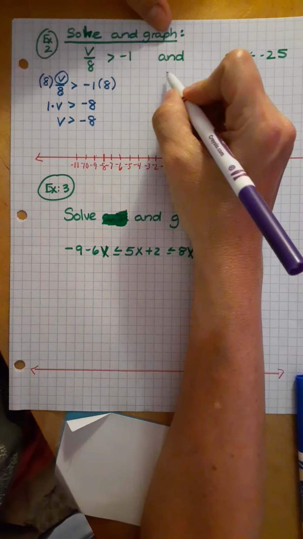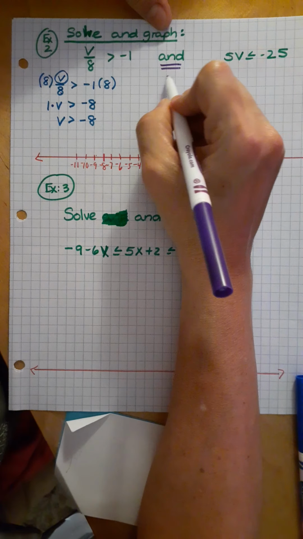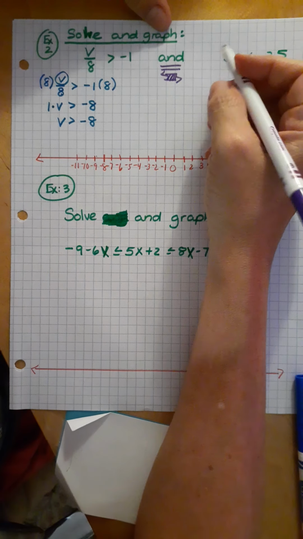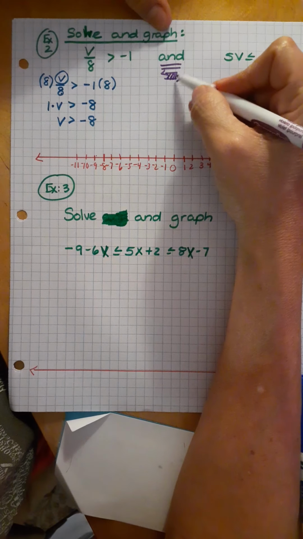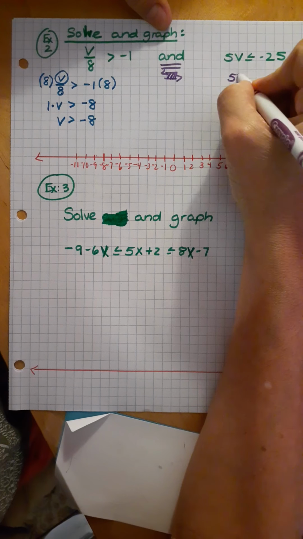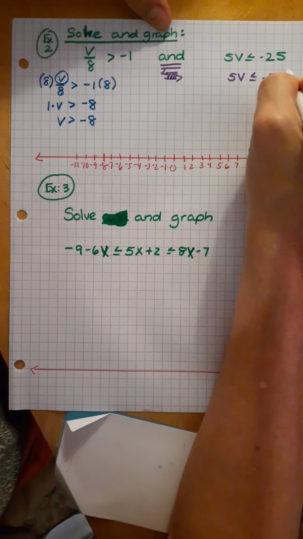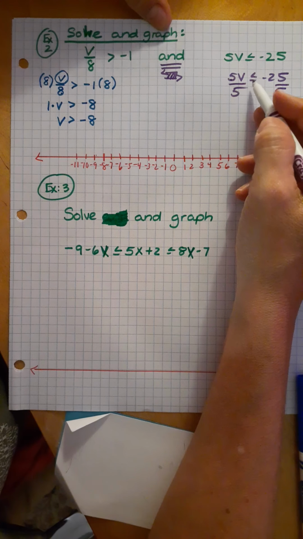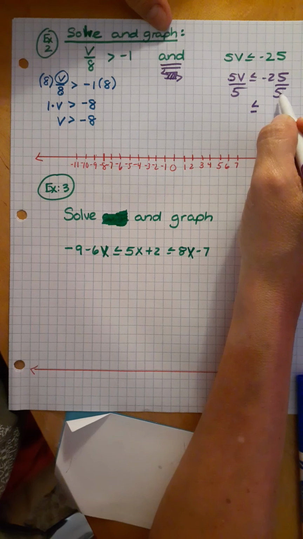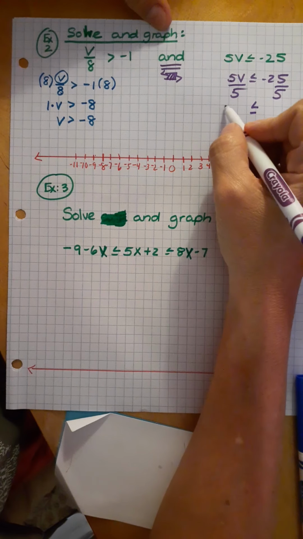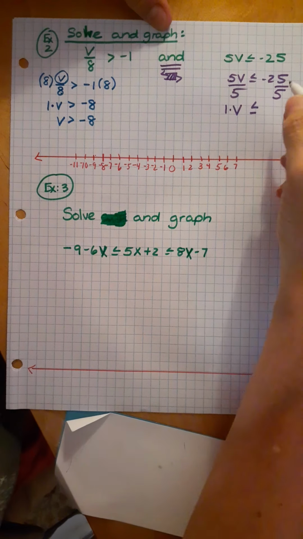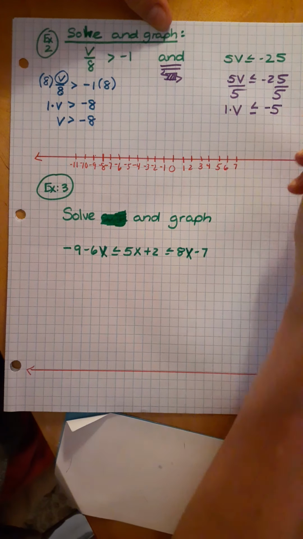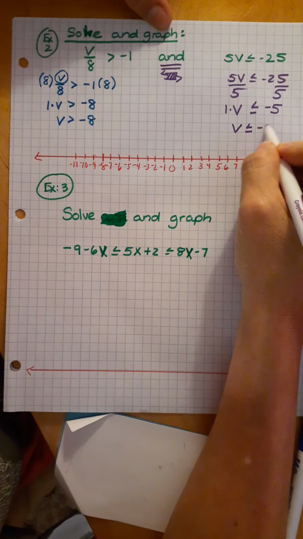We have, this is going to be an and problem. And means I want to look at what they have in common and together. Where are they together? So 5V less than or equal to negative 25. I divide both sides by 5 because it's 5 times V. I do not flip this sign because I did not divide by a negative 5. 5 divided by 5 is 1 times V. Negative 25 divided by 5 is negative 5. V is less than or equal to negative 5.